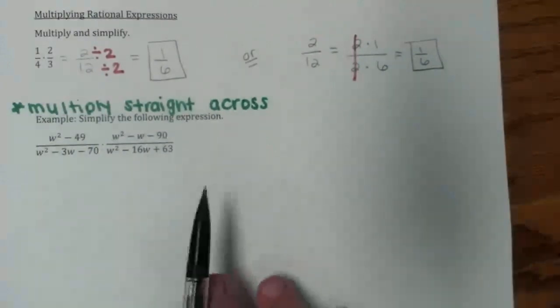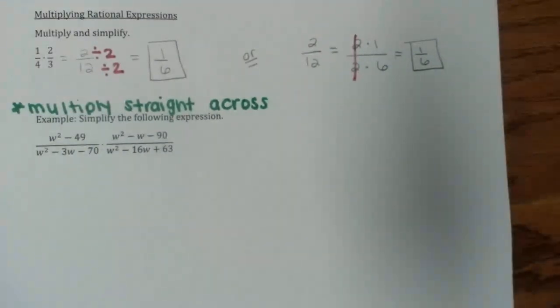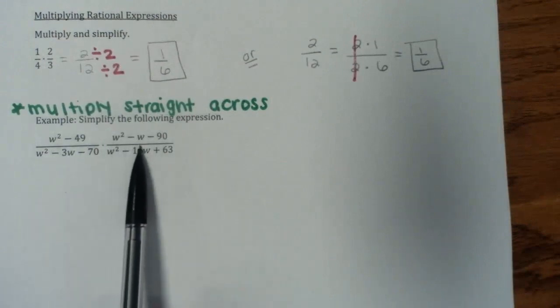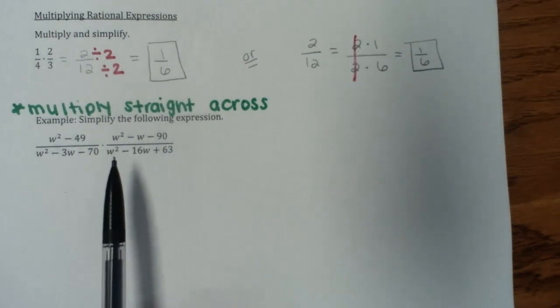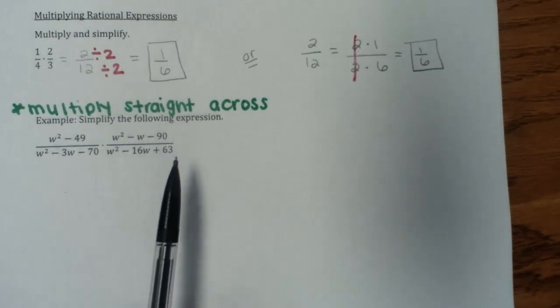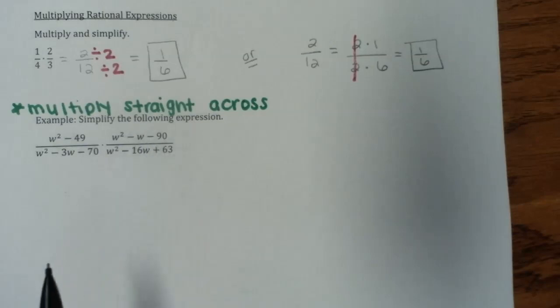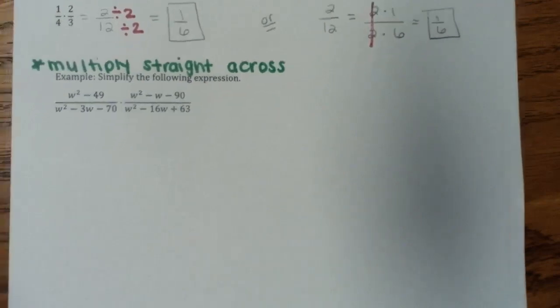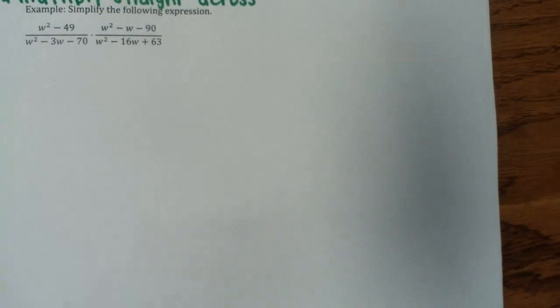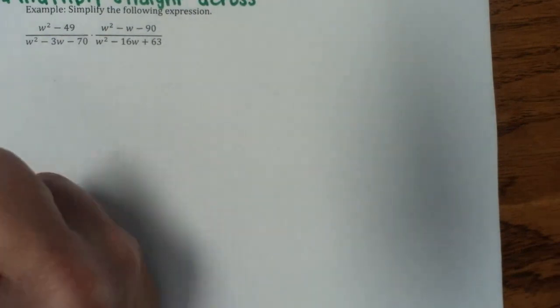All right, so let's simplify the following expression. W squared minus 49 all over W squared minus 3W minus 70 times W squared minus W minus 90 all over W squared minus 16W plus 63. So we have 4 different expressions. We're going to factor all 4 of them separately and then put it all together and see whatever factors cancel. So it's really important to be super organized here. So down on the bottom, I'm going to go ahead and factor.